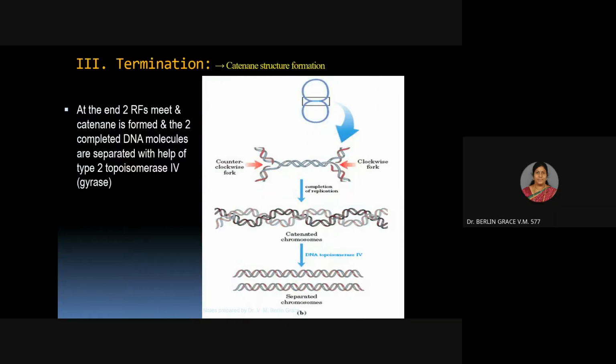Then termination: when the replication forks meet each other at the opposite direction to the initiation site ORI-C, it forms the concatemer structure. The catenated chromosome will then be separated and the stress will be relieved by DNA topoisomerase 4.